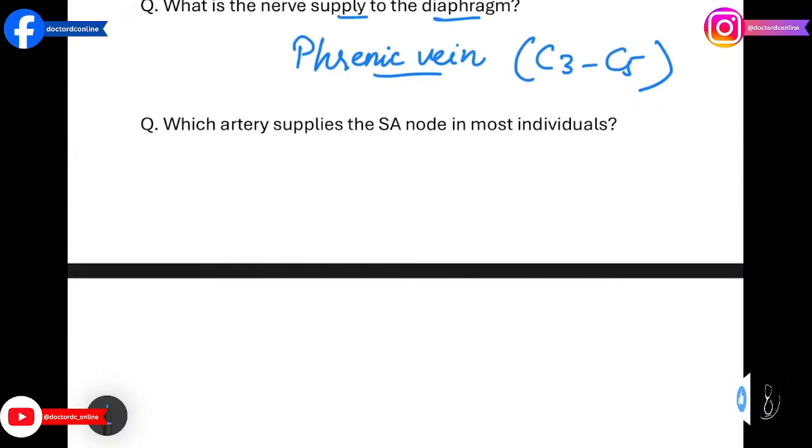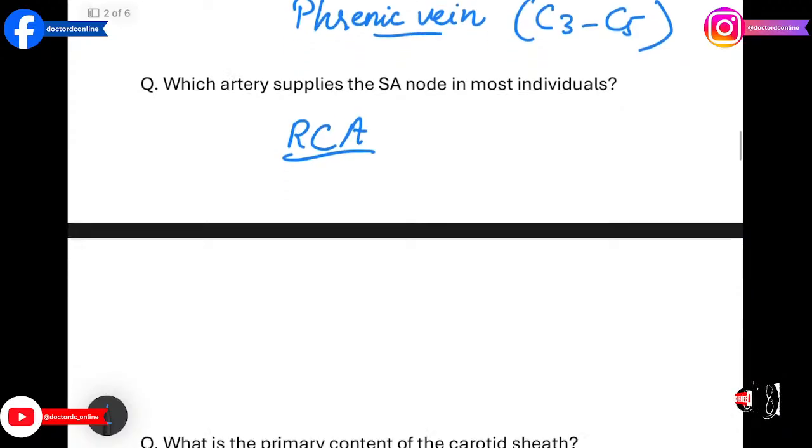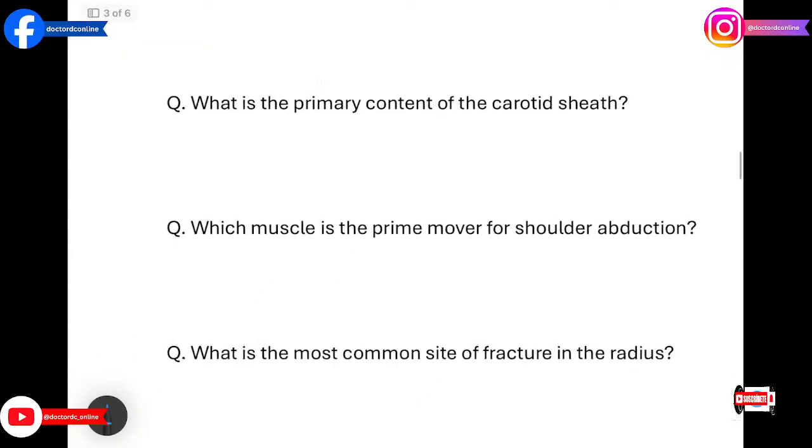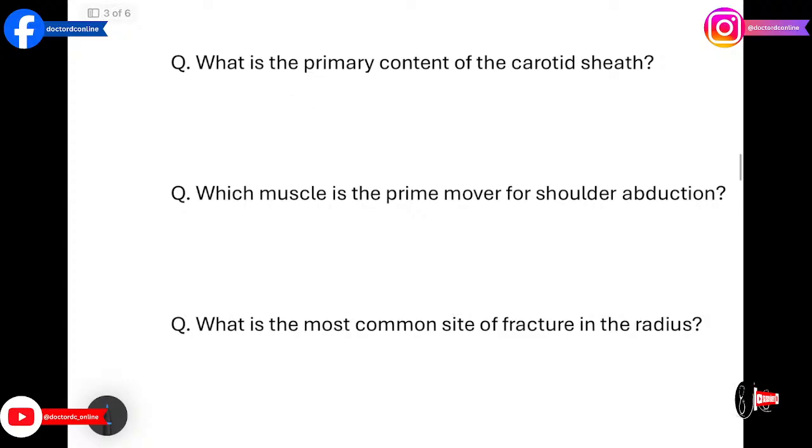The next question is, which artery supplies the SA node in most individuals? And the answer is right coronary artery, because it supplies the sinoatrial node in about 60% of people via its nodal branch.